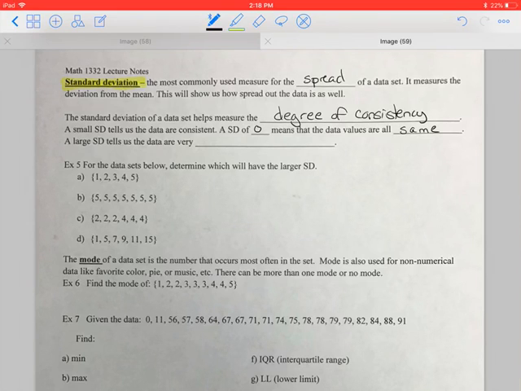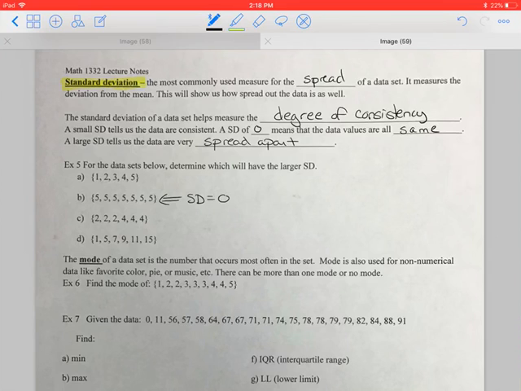So if we look down at examples for example 5, if we look at B, notice they're all the same. So that would actually be a standard deviation of 0. If we get a large standard deviation, it tells us that the data are very spread apart. So all we're asked to do on number 5 is determine which of the data sets would have the largest standard deviation.